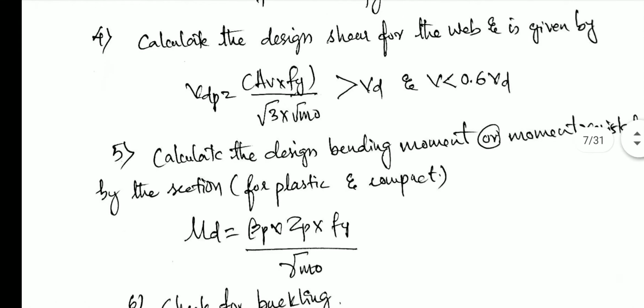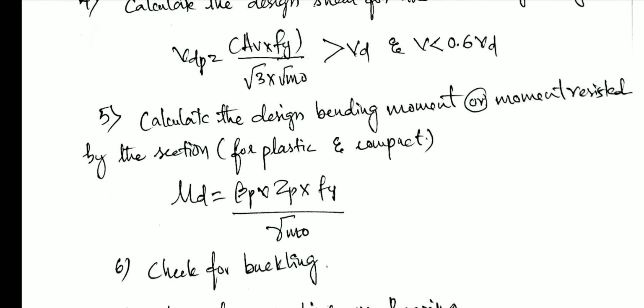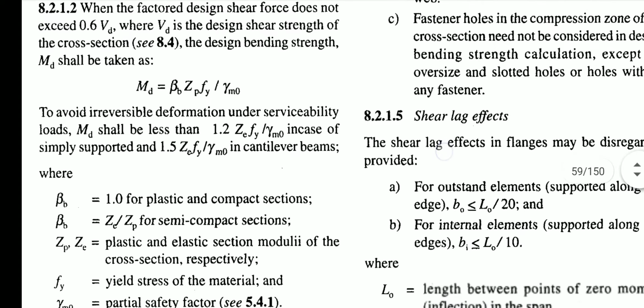Then calculate the design bending moment, or moment resisted by the section, for plastic and compact sections, they have given Md. This formula is given in page number 53. So I will show you here. When I open the steel table, you just see here page number 53. Here page number 68. So I will show page number 53, then I will discuss this. Okay, 54, and here they have given 53. Now here they have given this one.